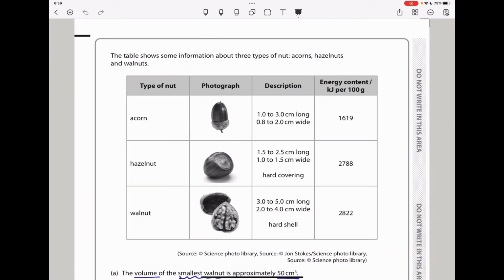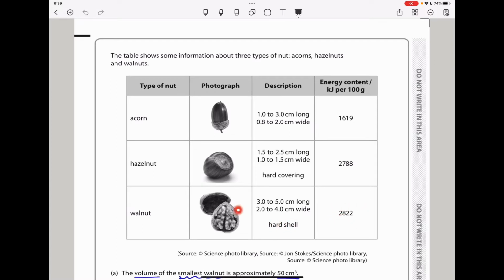I want to go back to the table. From the table, we can see that this one here has the highest energy content. However, it's really hard. It has a hard shell, so the squirrels have to put in more energy in order to crack this open. However, if they do, they're going to have a lot of energy.